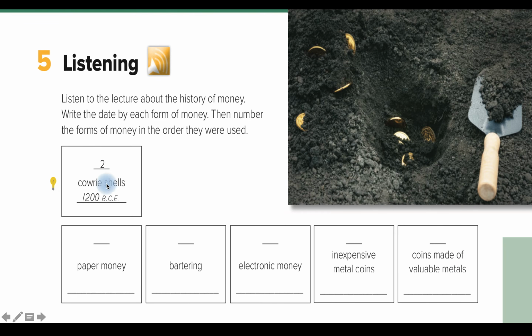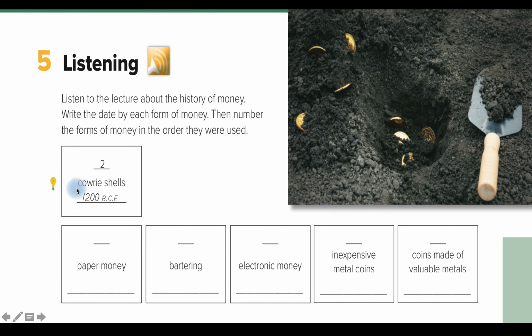We are required first to write the date by each form of money, the date on which each type of money appeared, and also to number them according to their appearance, or according to their use.